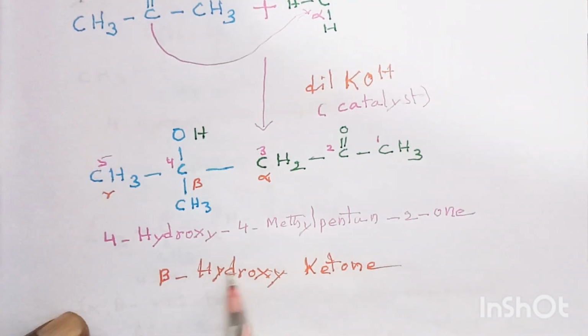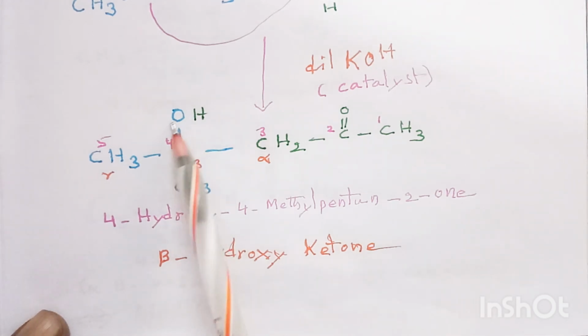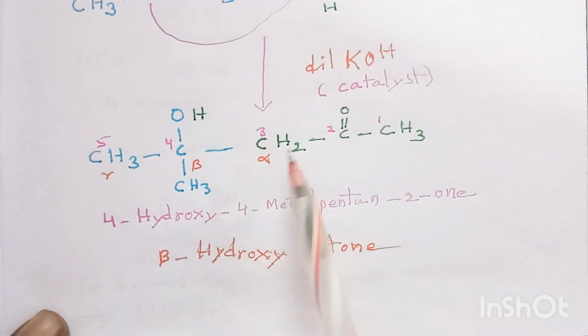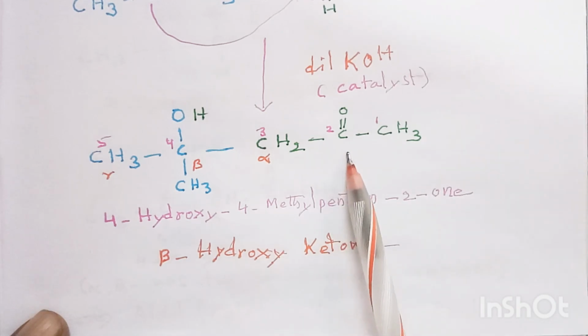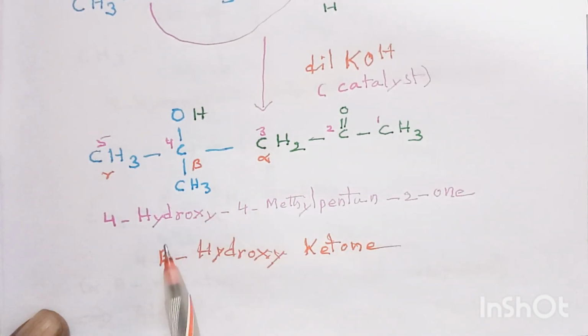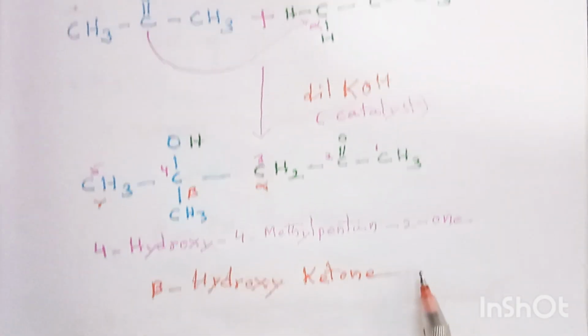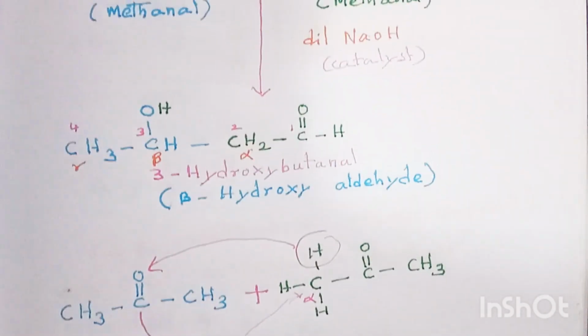This is also called beta hydroxy ketone because the hydroxyl group is present on the beta carbon. This is the carbonyl carbon, this is the alpha carbon, this is the beta carbon. So it is also called beta hydroxy ketone. This is how we write the aldol formation reaction in a single step.